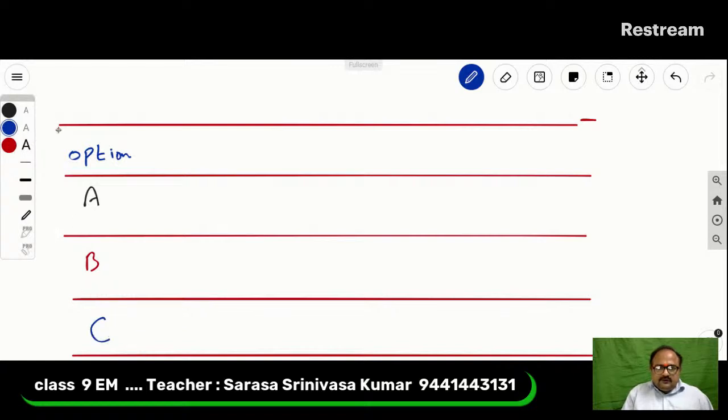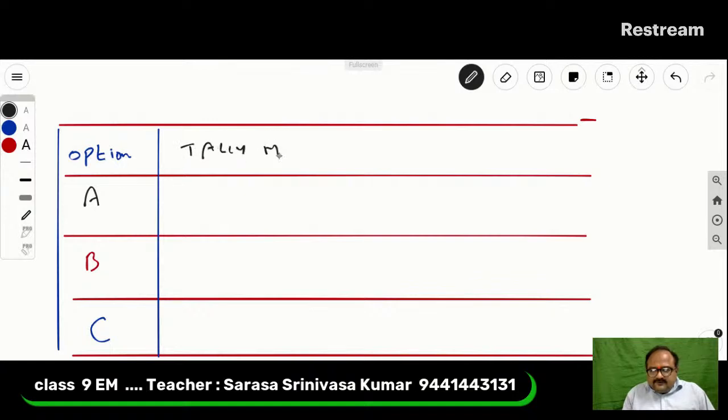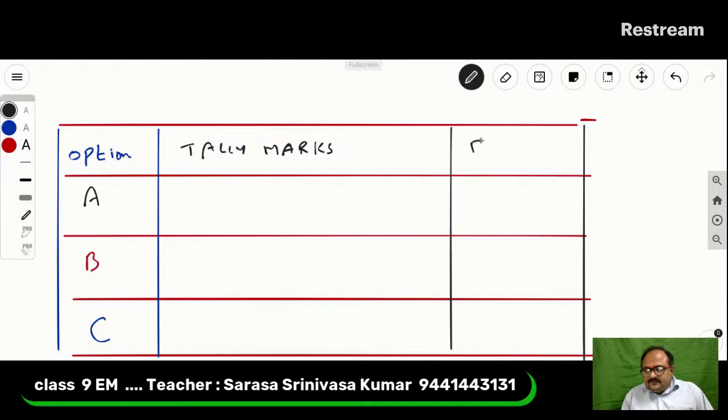So now we have to write the tally marks. The second column is tally marks. And the last column is frequency. The last column is frequency.